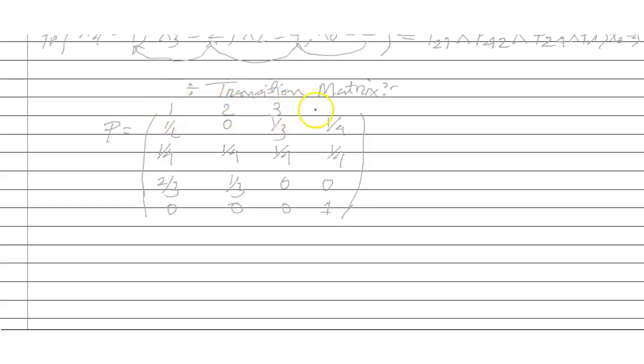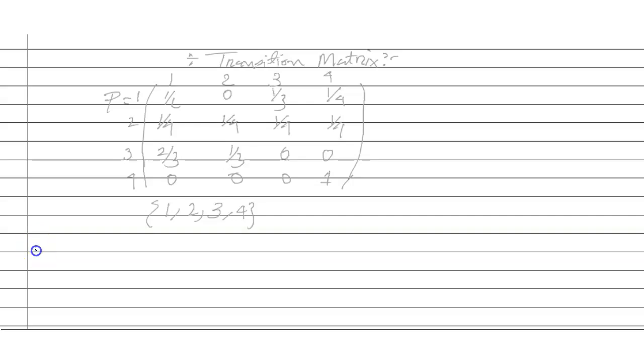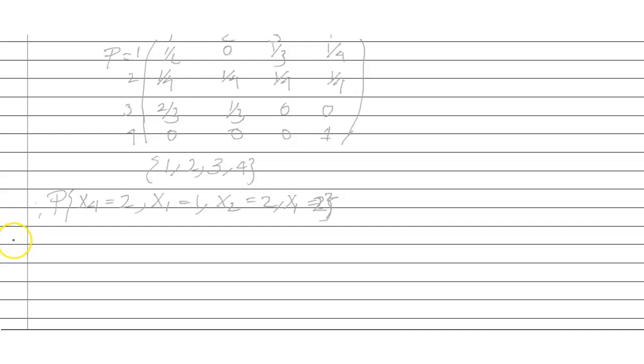These are states 1, 2, 3, 4. Now what is my state space? My state space is 1, 2, 3, 4. And I can write P of X4 equals 2, X1 equals 1, X2 equals 2 and X1 equals 2. I can write this way. The question I am asking is: how can I find out these probability values?